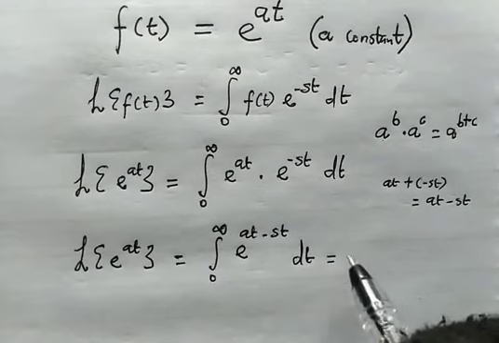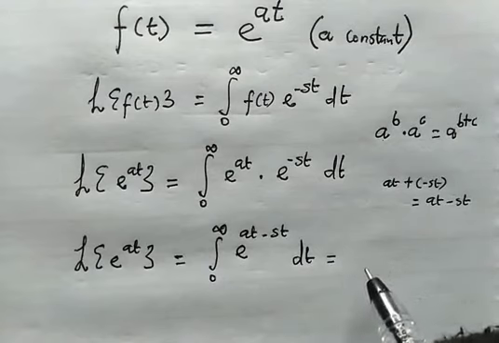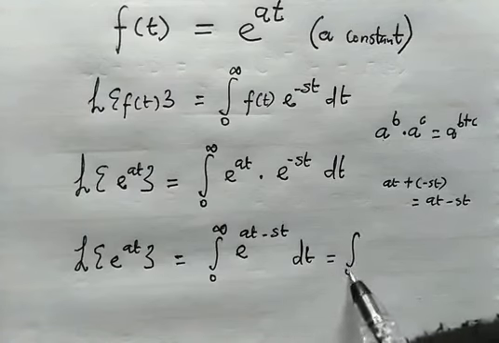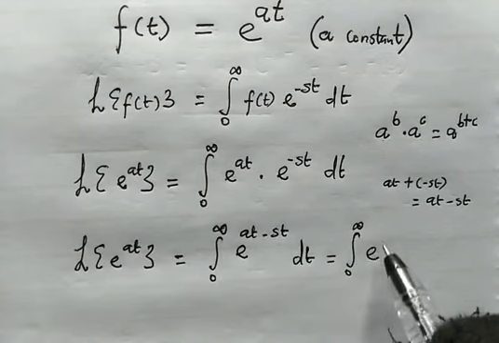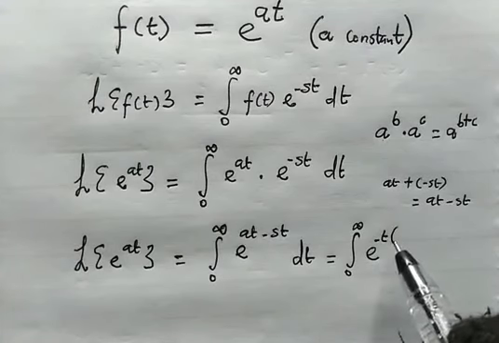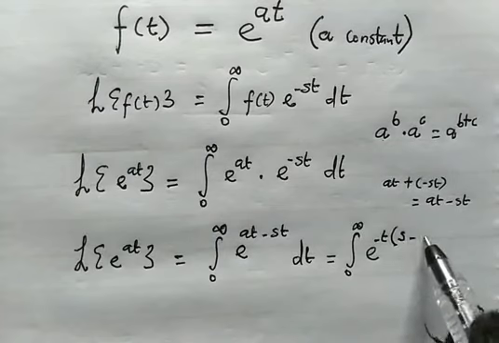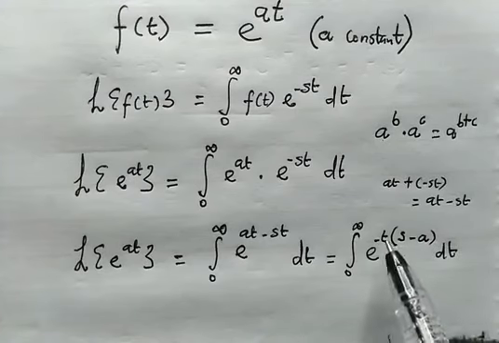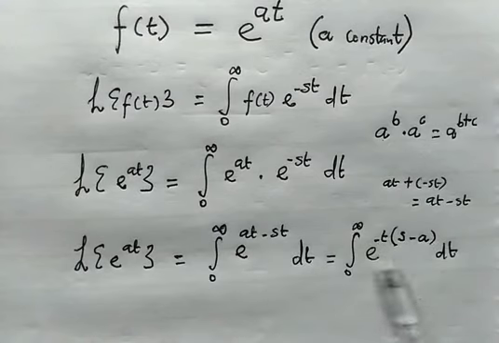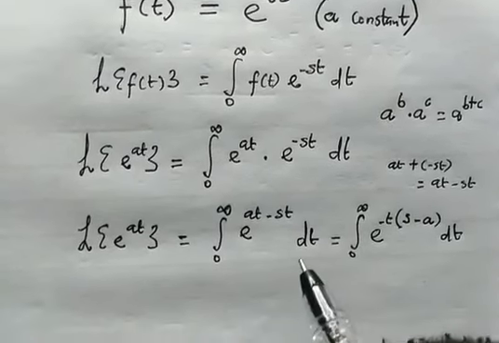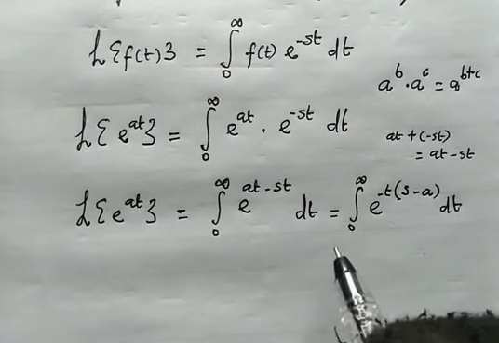Now from here, we're going to factor out negative t from the power of this e, and we get the integral from 0 to infinity of e to the power of negative t, then in the bracket right over here, we're going to have s minus a, right? Then dt. Now check it out. Negative t times s will give us negative st, and negative t times negative a will give us positive at.